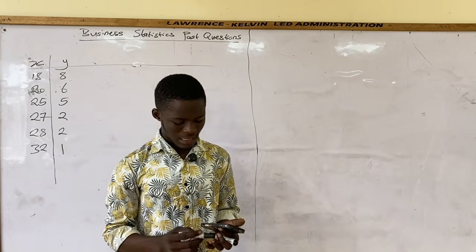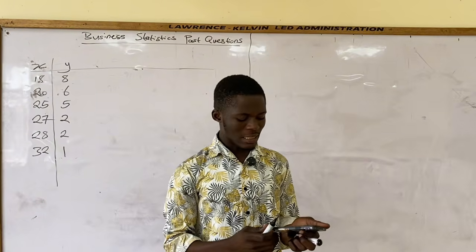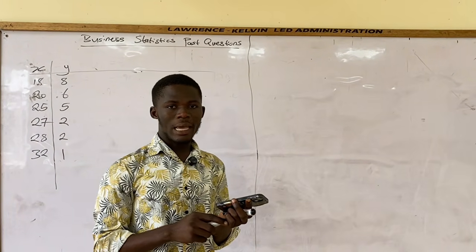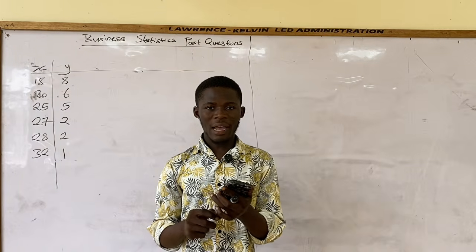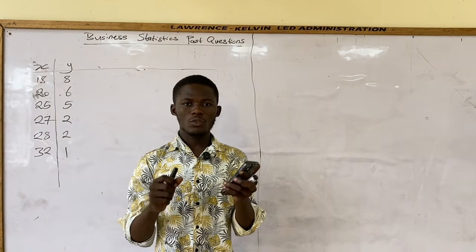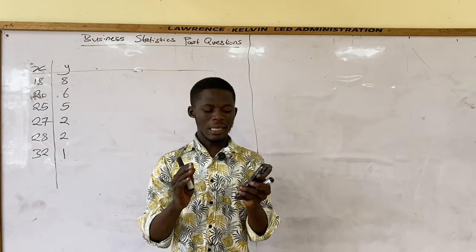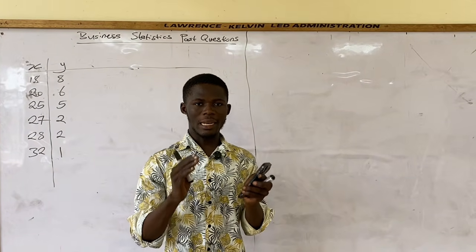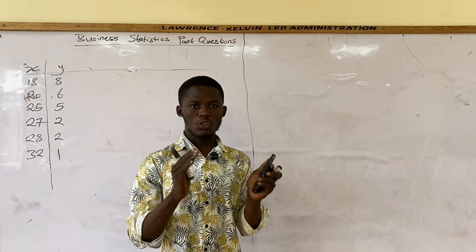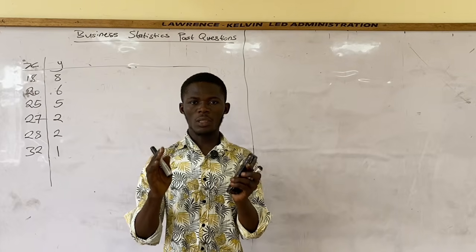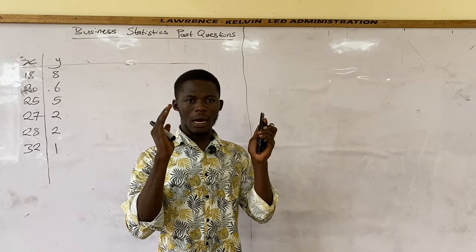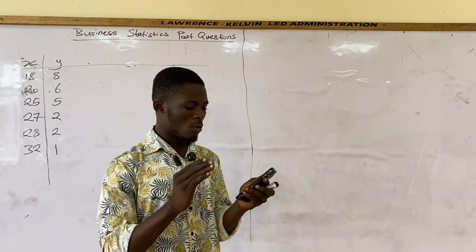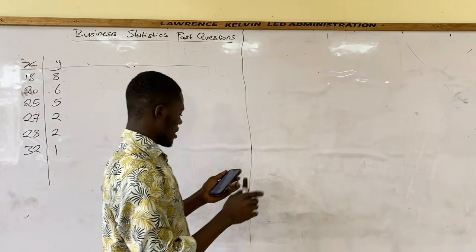Section A, question 1A says that we should calculate the Pearson coefficient of correlation. Mind you, we have 2 parts in this question: the Pearson's coefficient and then the regression. So here we are going to solve both the regression question and the Pearson coefficient of correlation. Let's start with the Pearson coefficient of correlation, which is part A.